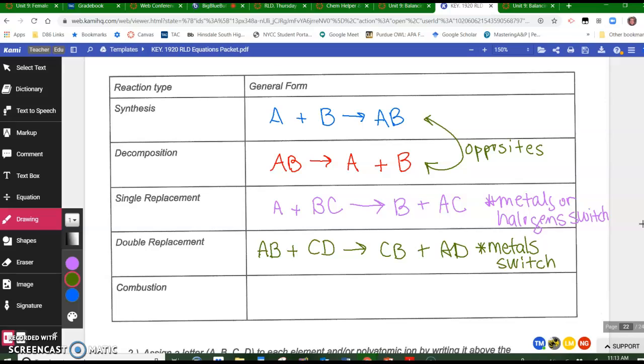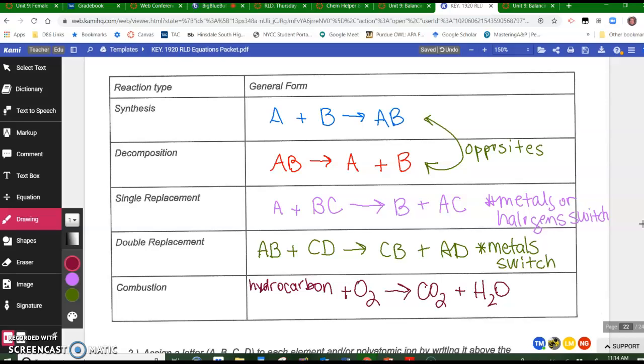Okay, and then lastly, we have combustion. And combustion is going to use a hydrocarbon and we're going to add some oxygen to it. And when we do that, we get the same products all the time. We get carbon dioxide and water.